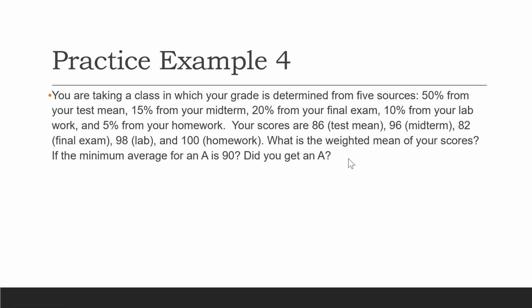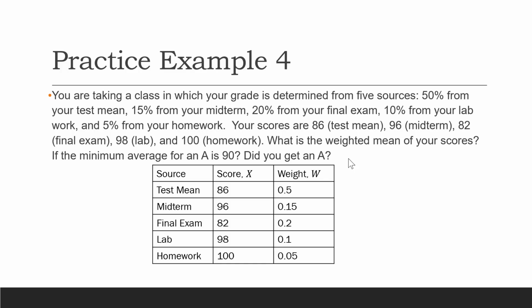Let's look at this example. It says you're taking a class in which your grade is determined from 5 sources: 50% from your test mean, 15% from your midterm, 20% from your final, 10% from a lab, and 5% from homework. The scores that you end up having is 86 for your test mean, 96 for your midterm, 82 for the final, 98 for the lab, and 100 for the homework. We want to find the weighted mean of the scores, and if 90 is the minimum average for an A, did the person with these scores get an A?